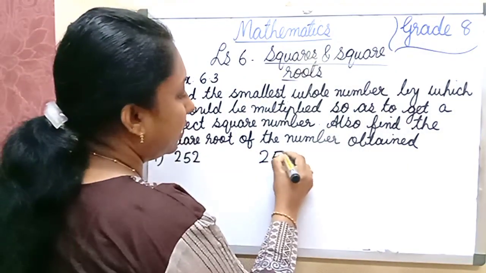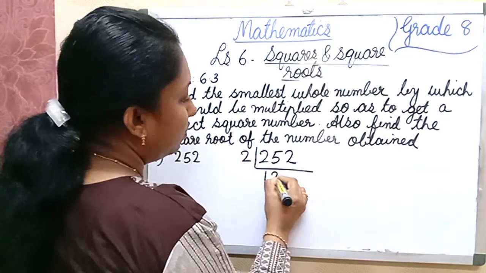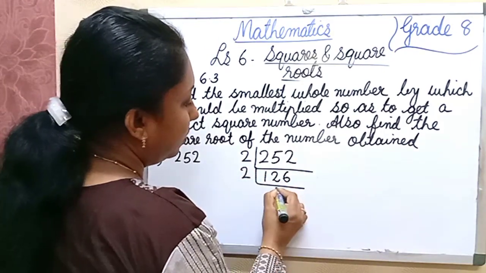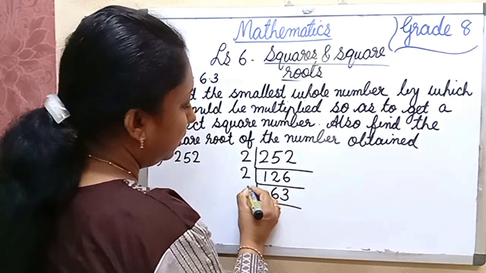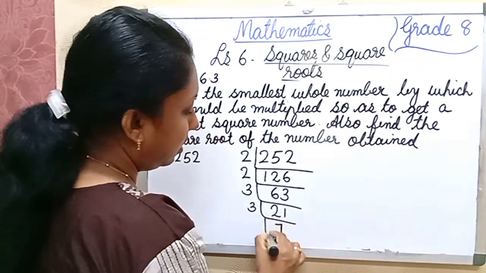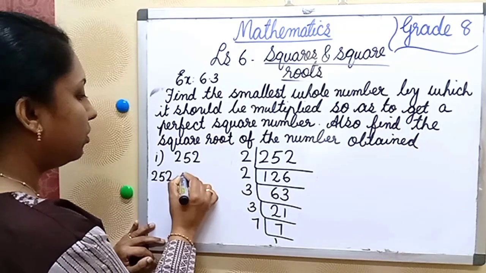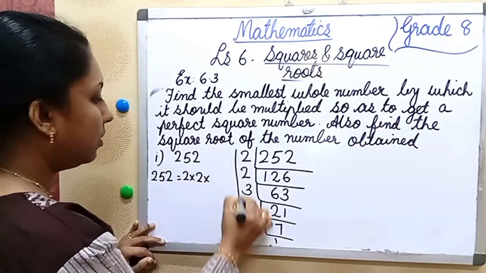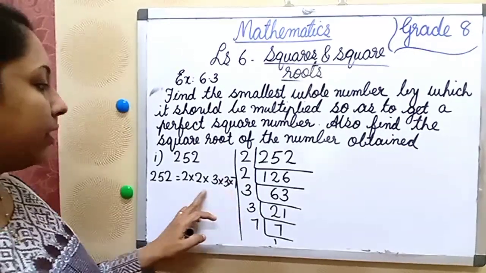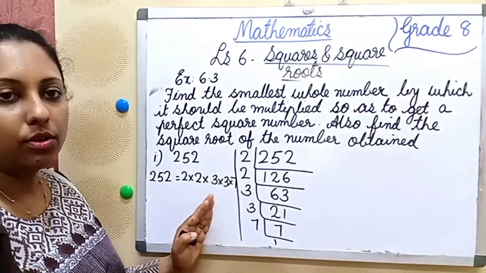First you have to factorize 252. Divided by 2: 126. Then again 2: 63. Then 3: 21. Then 3, 7: 1. So 252 we can write as 2 into 2 into 3 into 3 into 7. So except 7, the rest, all 2 and 3, are having pairs, but 7 is not having a pair.